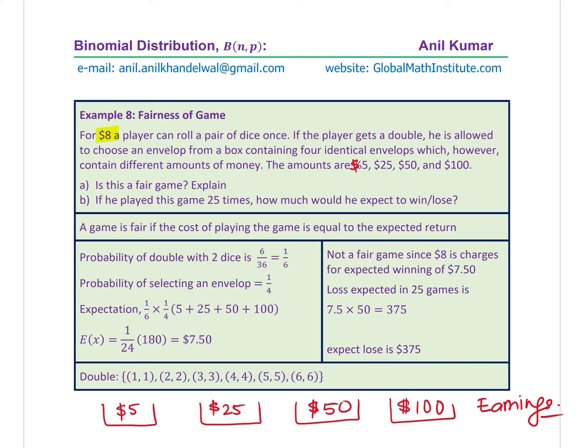So first part over here is that a player can roll a pair of dice once. So first thing is you are rolling 2 dice, and if he gets a double, the game continues. So the game starts with dice, and you are rolling it, 2 of them, correct? So you are rolling dice. That is how the game starts. Let's try to understand this game, right?